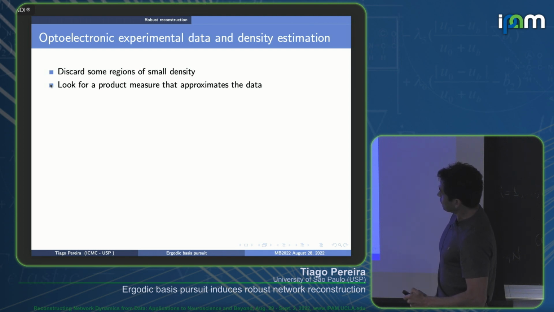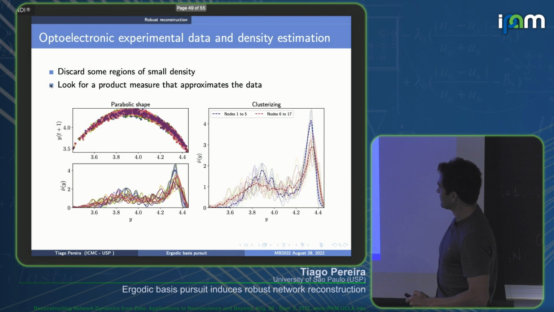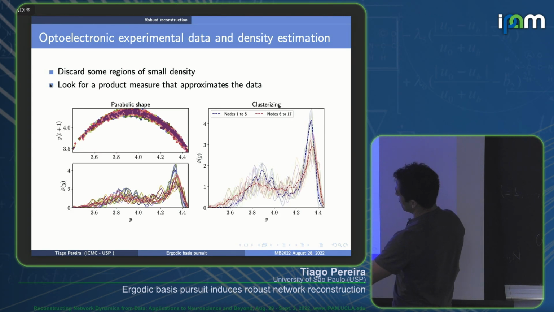Okay. So I discard some regions of small density, and I look for a product measure that approximates the data. So now when I do this, I get this parabolic shape. And this is the product measure I was talking about. So I do some clustering.